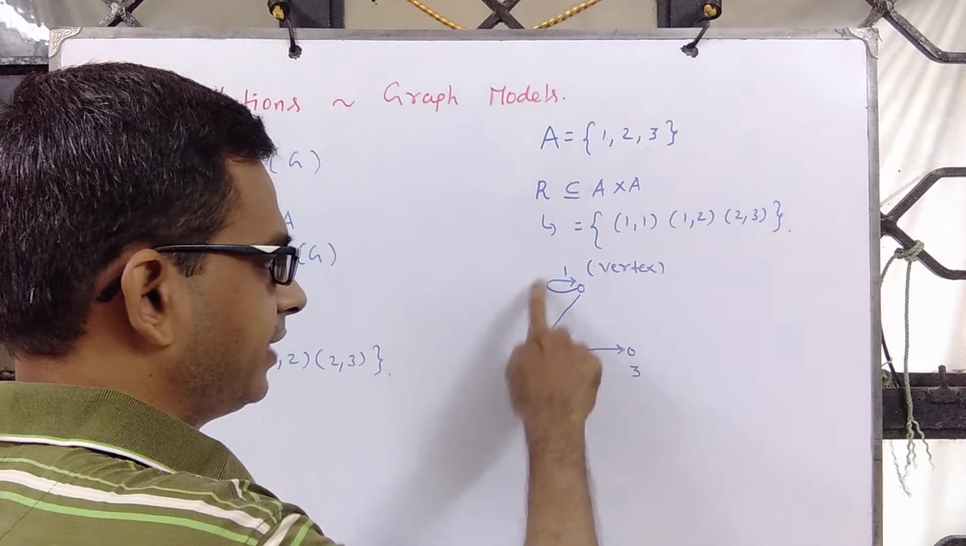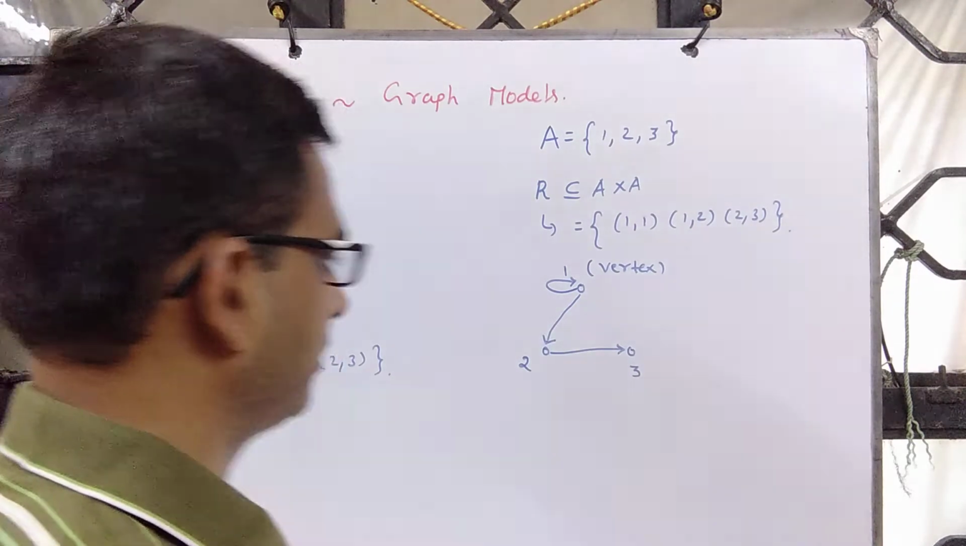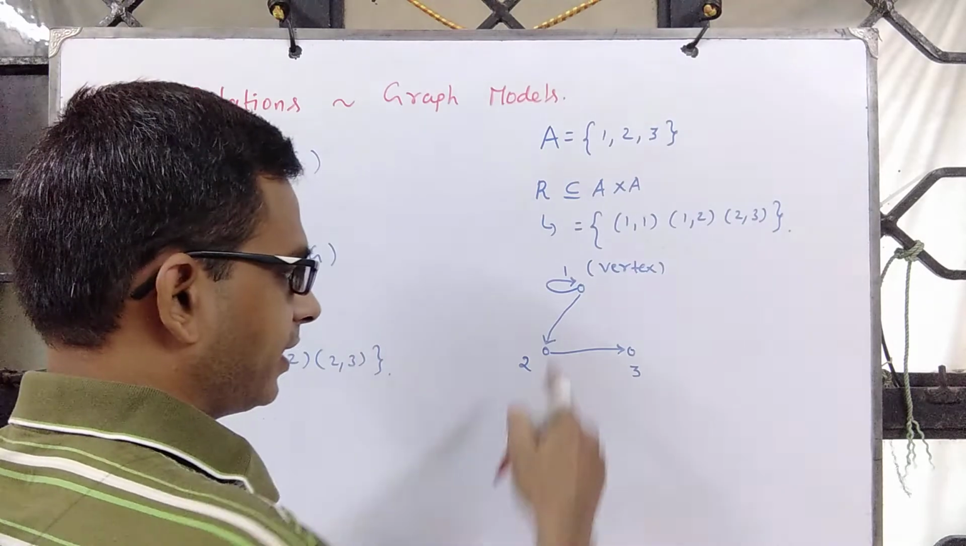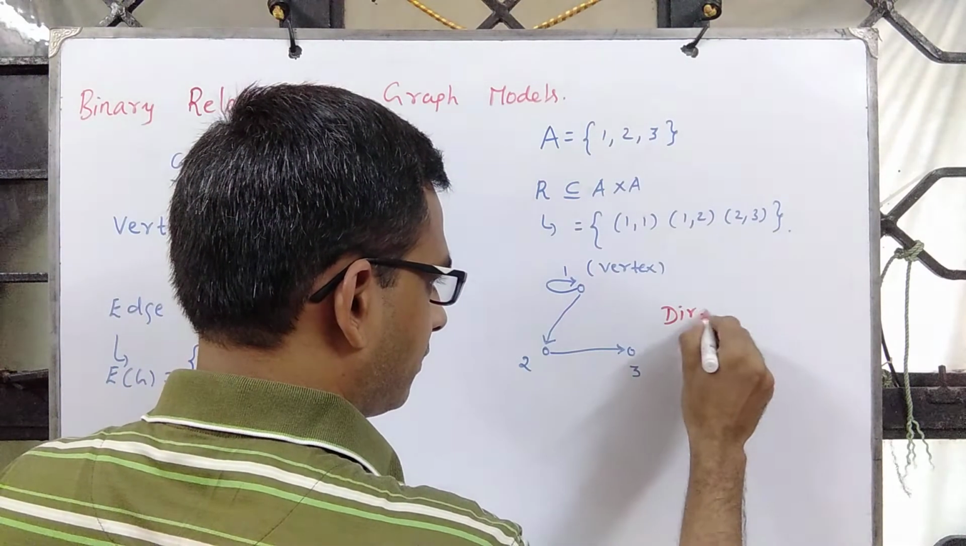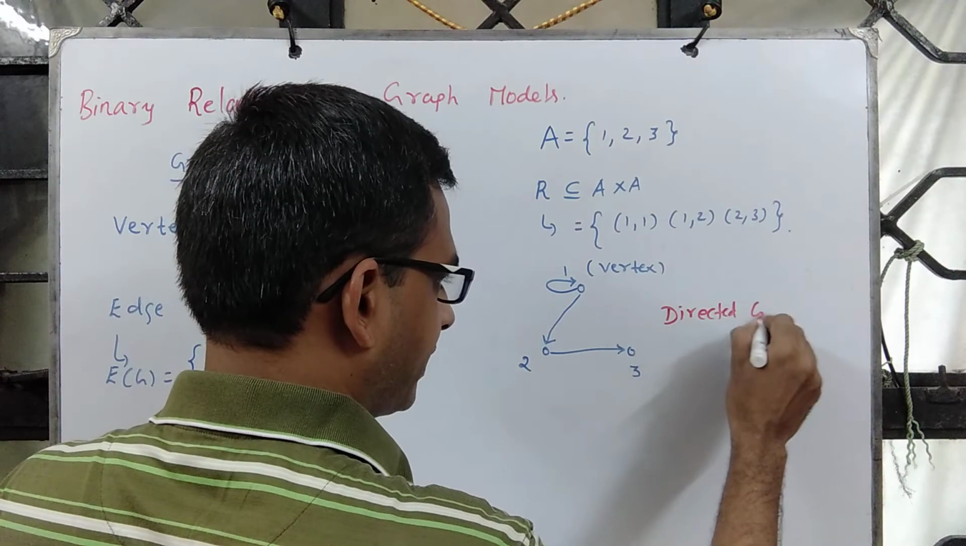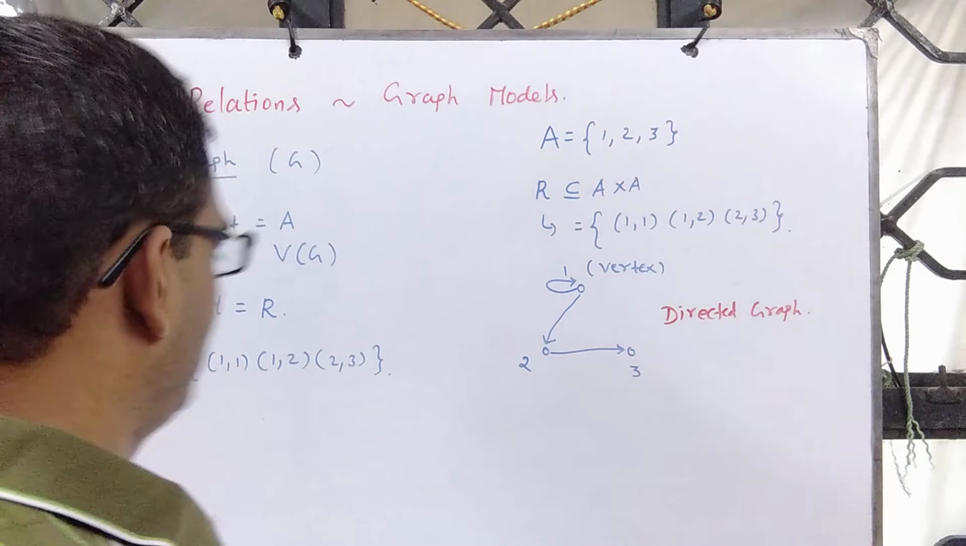(1,1), there is an arc. (1,2), there is an arc. (2,3), there is an arc. Since there are directions, this graph is known as a directed graph. Fine.